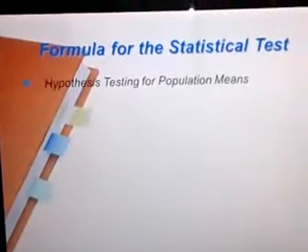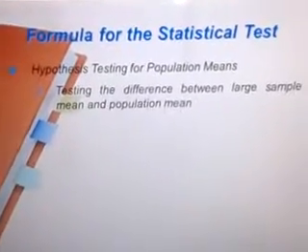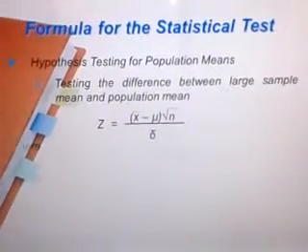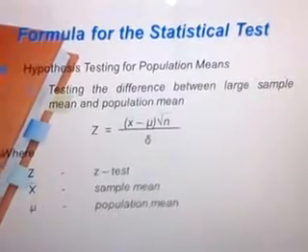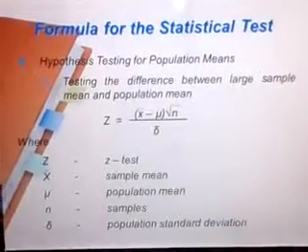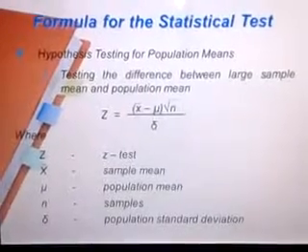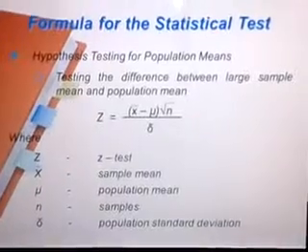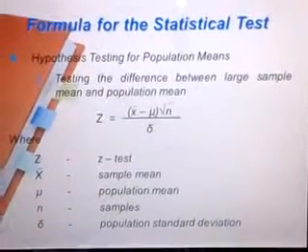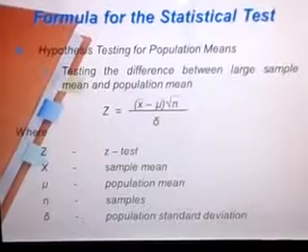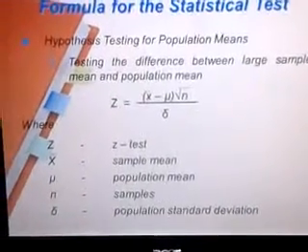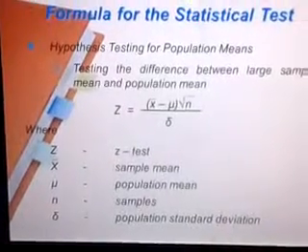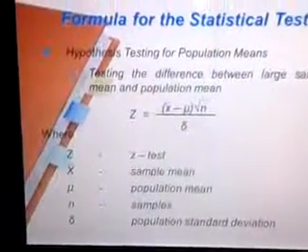So hypothesis testing for population means is testing the difference between large sample means and the population mean. Here are the abbreviations with the corresponding meanings. Then here is the general formula for the given situation. Z stands for the Z-test, X-bar for the sample mean, mu for the population mean, n for the sample size, and sigma for the population standard deviation.